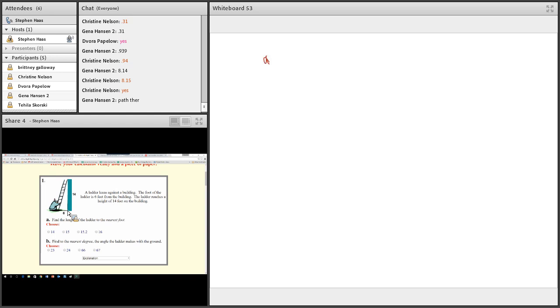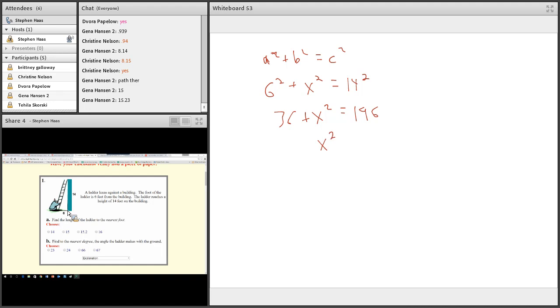Well, the Pythagorean theorem is a squared plus b squared equals c squared. Now, a in this case would be, let's say, 6 squared. The c is always the hypotenuse. Plus b squared, we don't know what the ladder is, so we'll call the ladder x squared, equals c squared, which is 14 squared. So it could be 36 plus x squared equals 14 squared, which is 196, I believe. So that means x squared equals 160.